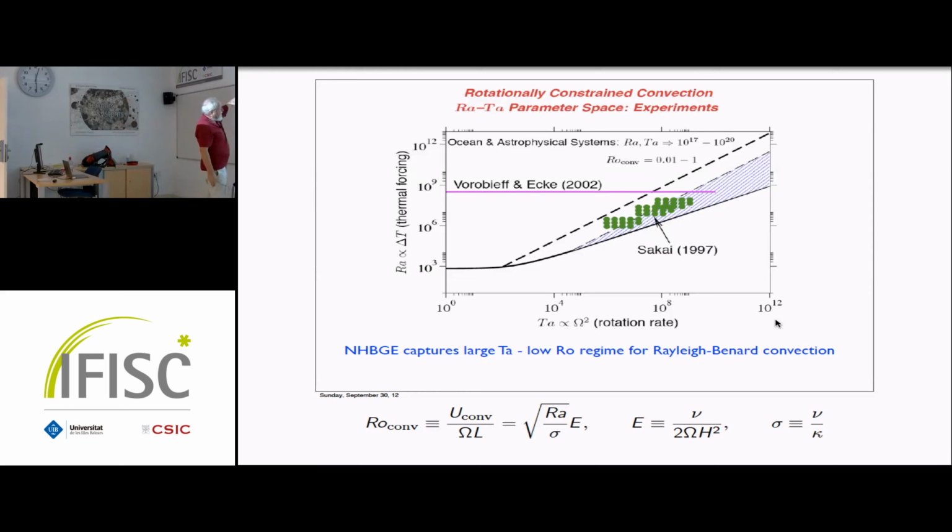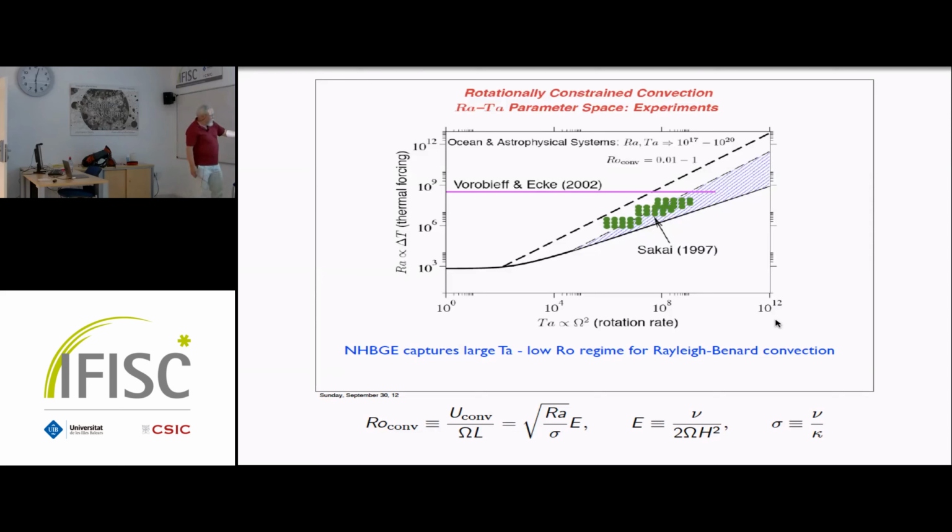As you can see here, here are some experiments that just barely get into that region at the bottom. Now, the reason we're interested in that region is because that is the region where the rotation is actually important. And the way we measure the importance of the rotation is through something called the convective Rossby number. And that is a measure of a typical convective velocity relative to the rotation rate omega. But of course, the typical convective velocity is generated by the forcing, and so that depends on the Rayleigh number.